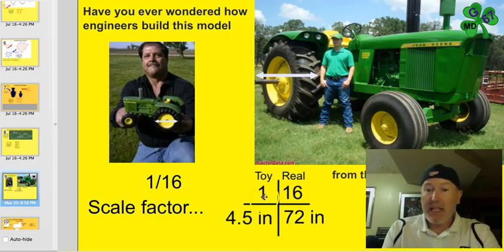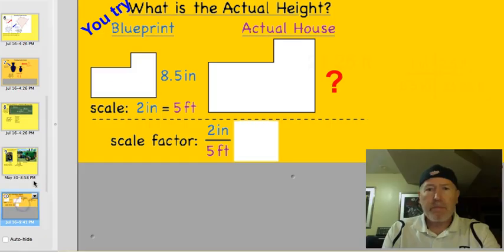Multiply diagonally, divide across, 72 inches. And think about it. This guy's probably 6 feet tall. If the wheel is 72 inches this way, it's round. It's got to be 72 inches this way. Makes sense. Nice.